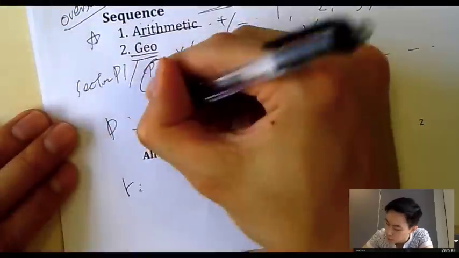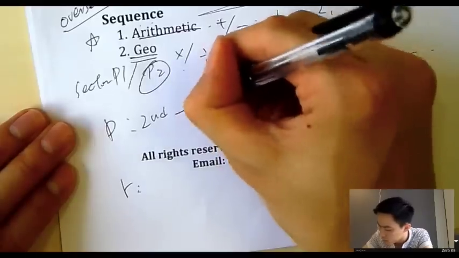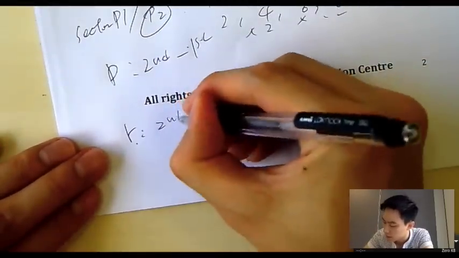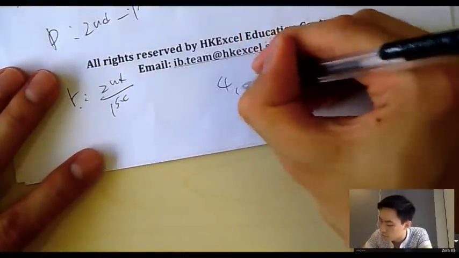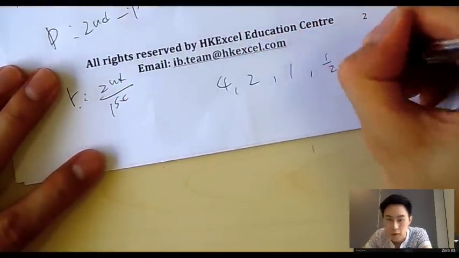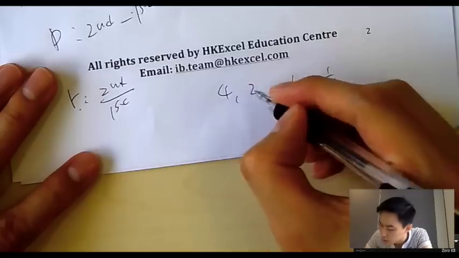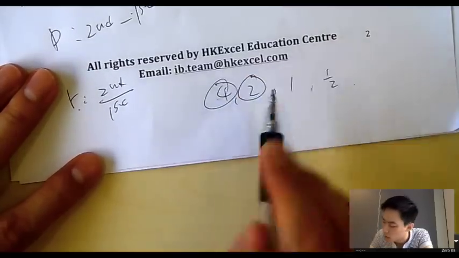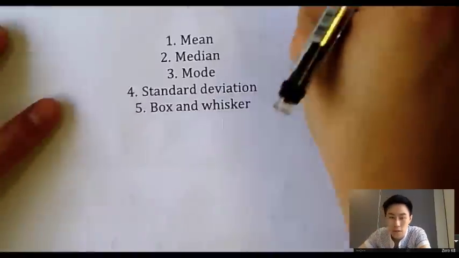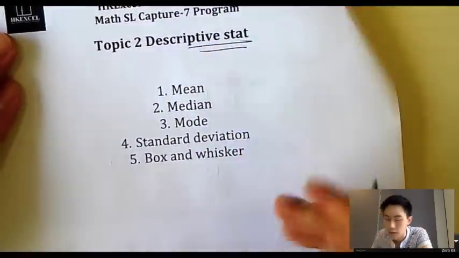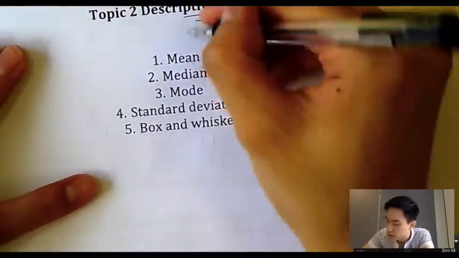So how do you find the common difference and common ratio? Always remember, the common difference is the second term minus the first term. The common ratio is the second term over the first term. Some students will say, for 4 to 1.5, the common ratio is 2. Wrong. Always remember, second term over first term, not the other way around. Right now you understand that. And then for topic 2, descriptive statistics, you need to know how to use your GDC.